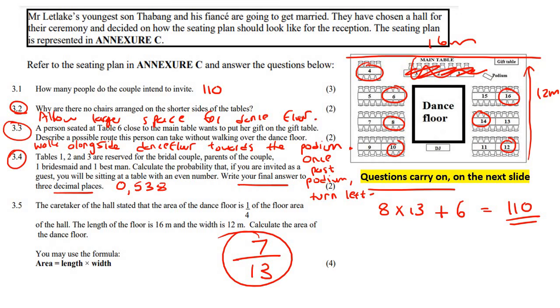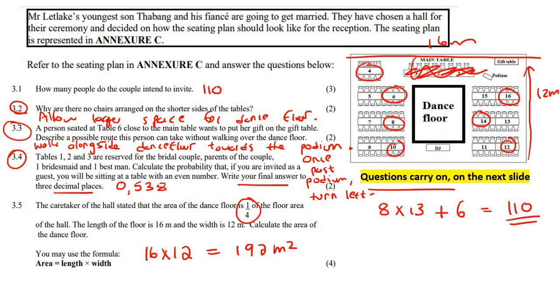Calculate the area of the dance floor. Okay, well, let's first go calculate the area of the entire floor. So that's going to be using the formula length times width. So we're going to say 16 multiplied by 12, and that'll give us 192 meters squared. Now the dance floor is 1/4 of that. See what I just said? 1/4 of that. So 1/4 of 192. Of means times. So just type that on your calculator and you get 48 square meters.